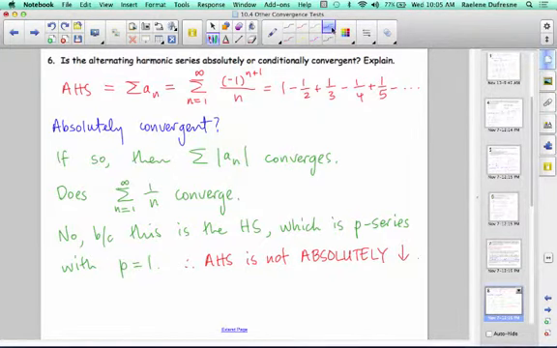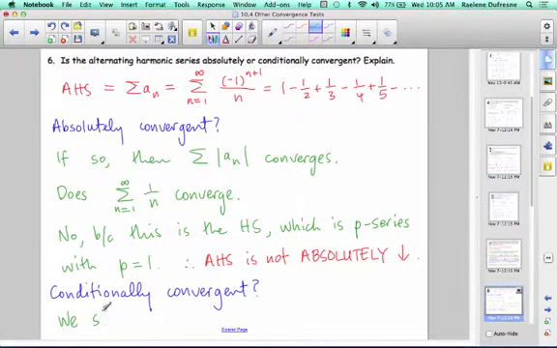And so we now want to test if the alternating harmonic series is conditionally convergent. Even though the non-alternating series doesn't converge, can the alternating version converge? The answer to that is, we still do not have a test. We still do not know if this series will converge or not. We need a test.